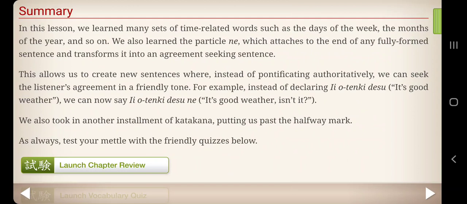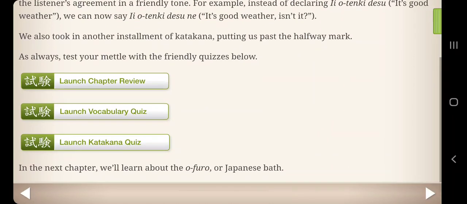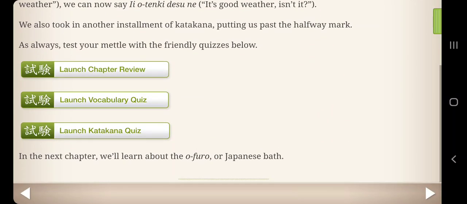We also took in another installment of Katakana, putting us past the halfway mark. As always, test your mettle with the friendly quizzes below. Let's do a little chapter review and then we'll call it.